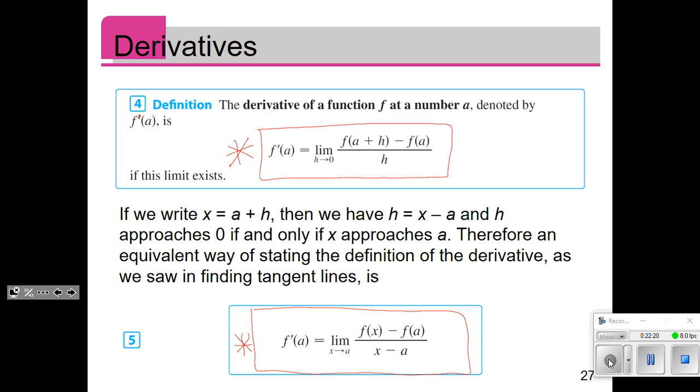They're still essentially the definition of slope. Okay, the top one again, h is the difference between x and a. Okay, so as that difference gets smaller and smaller and smaller. Okay, so either one of those works.